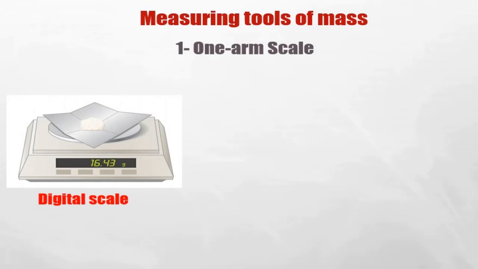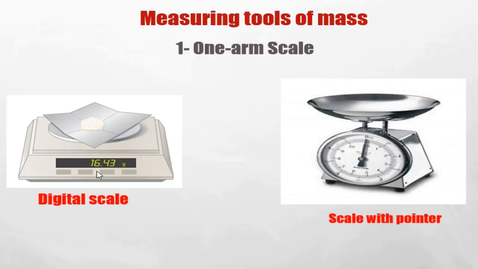Next point, measuring tools of mass. We have two types of measuring tools of mass. First type, one arm scale. This type divides into two types. First type, digital scale. This type is used to measure small objects. Second type, scale with pointer. This type is used to measure large objects, for example, the mass of vegetables or fruits.